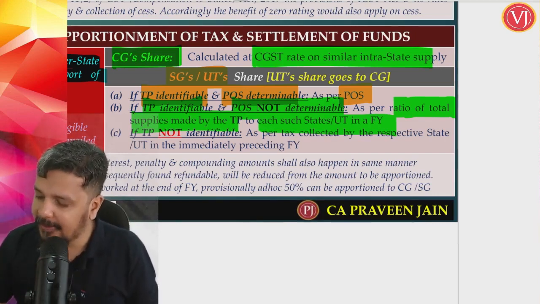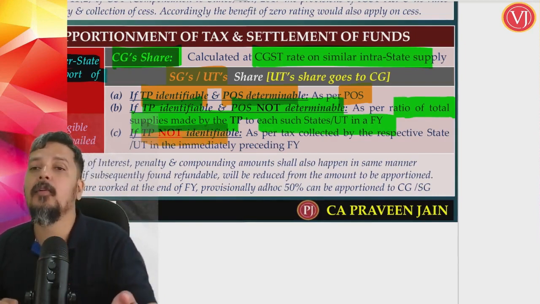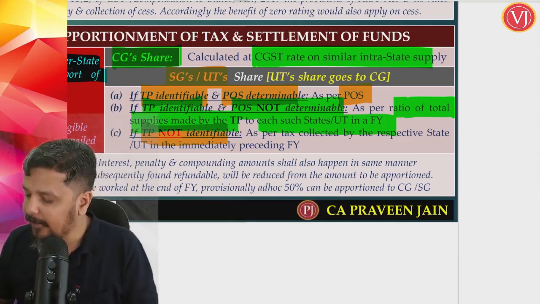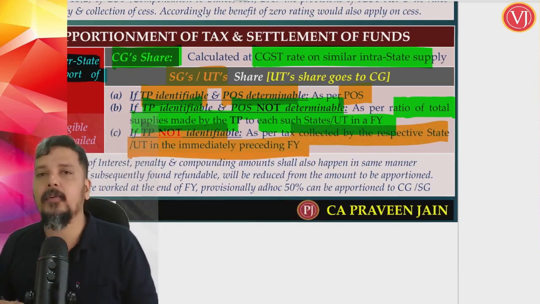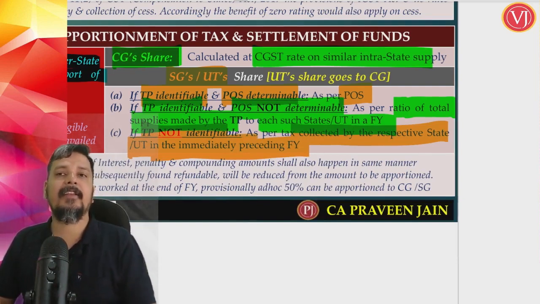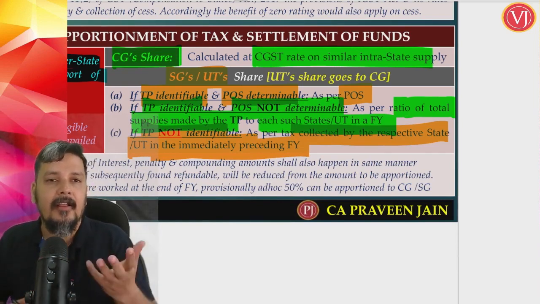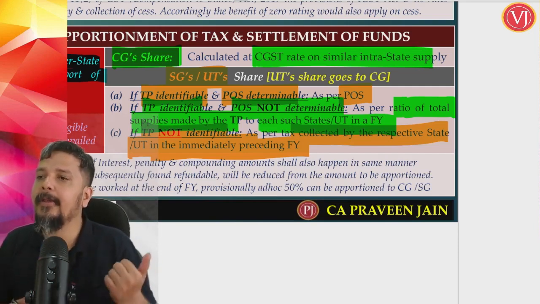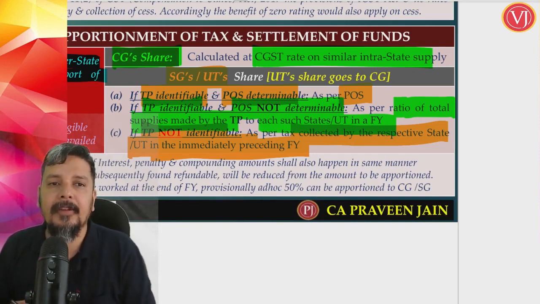Now, the last and final possible scenario. If the taxable person is not identifiable, forget about place of supply. If you cannot even find out the taxable person, there is no question of finding out place of supply. Then such excess amount of tax will be given to all the states and union territories based on the ratio of the immediately preceding financial year. They'll see what was the revenue of the states in the preceding financial year. That final residual amount will be given to all the states and union territories based on their revenue collection in the preceding financial year.